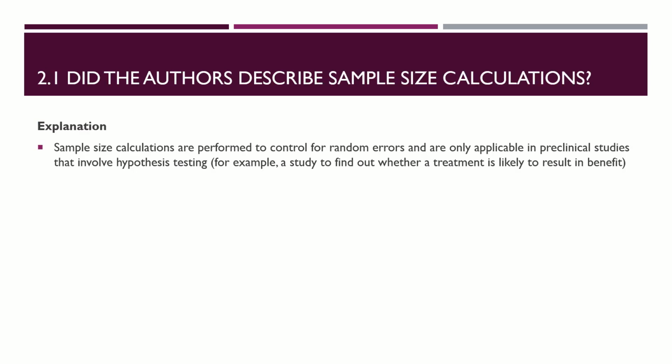Okay, now we go to the signaling question 2.1. The signaling question 2.1 is, did the authors describe sample size calculations? The sample size calculations are performed to control for random errors, and we just learned what these errors are, and are only applicable in preclinical studies that involve hypothesis testing. That means the study has to find out whether a treatment is likely to result in benefit or, for that matter, harm. It should involve some form of hypothesis testing, and that's when these sample size calculations are relevant.